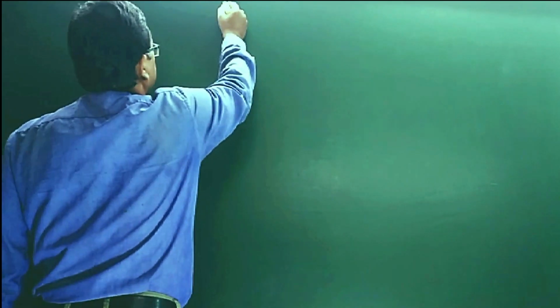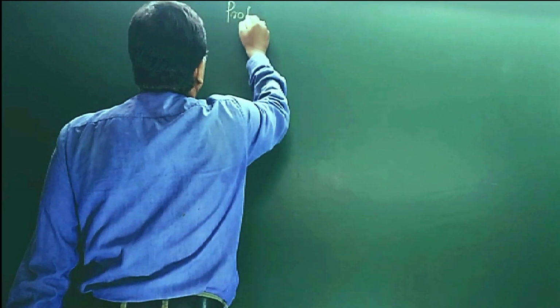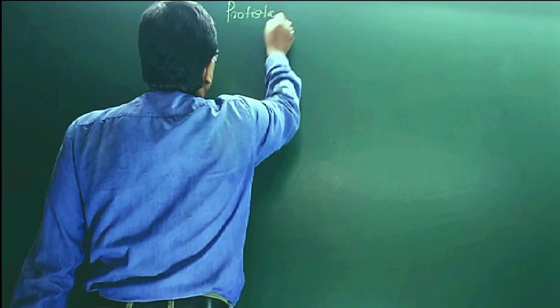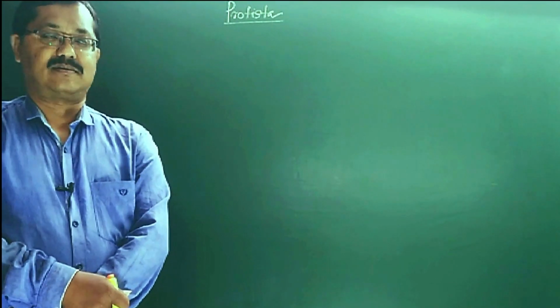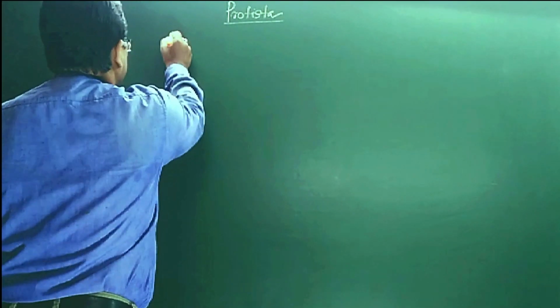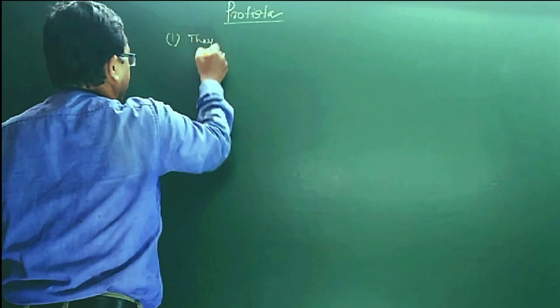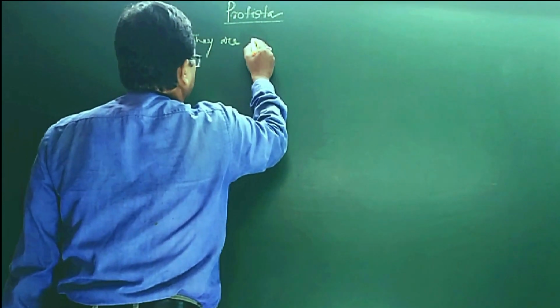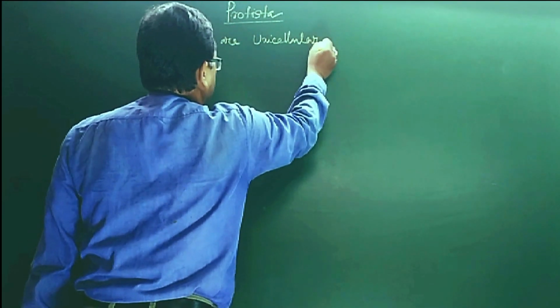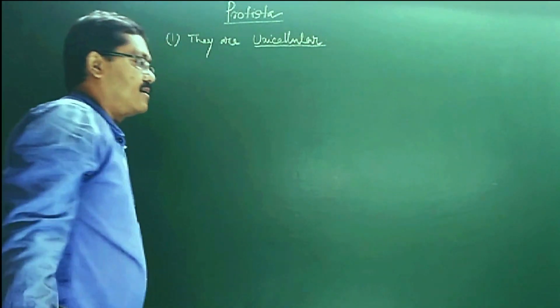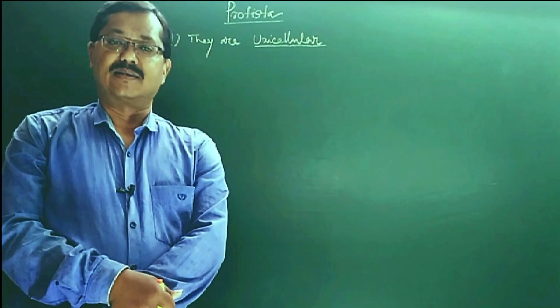The second kingdom, that is the Protista. The main salient features of this kingdom: first character, they are unicellular. Their body is made by a single cell.